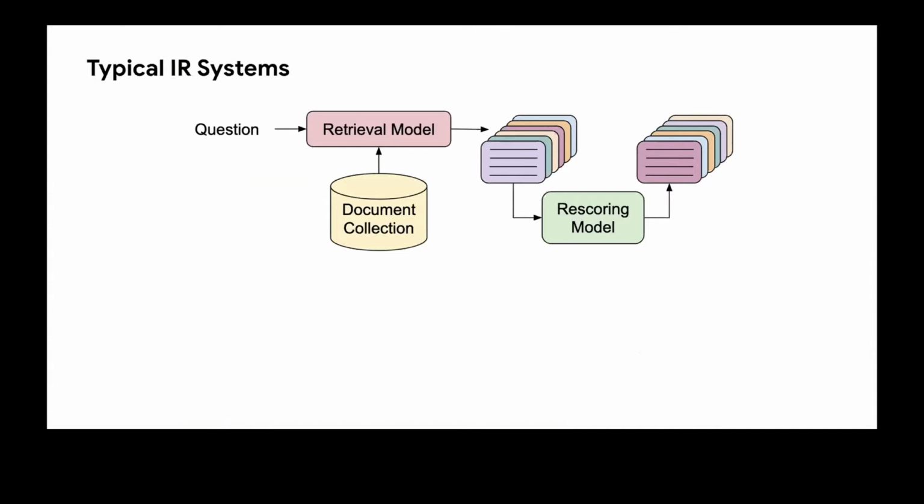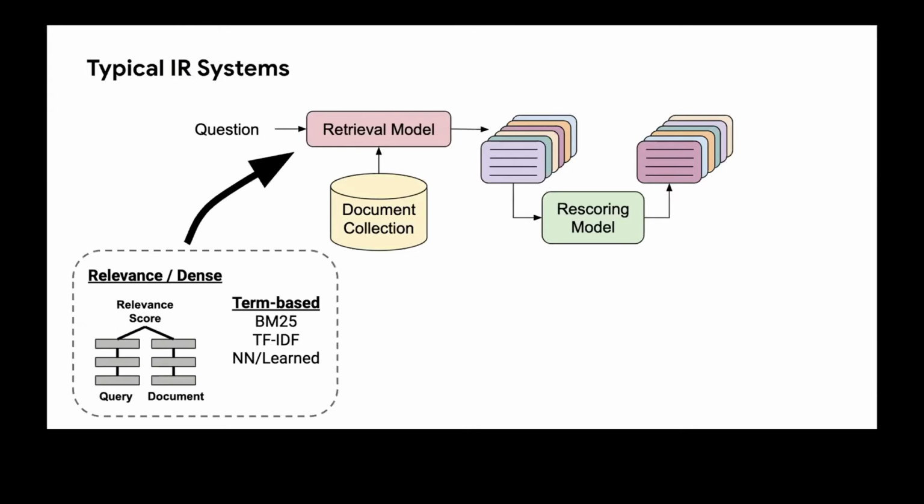And so typically these systems have two components. The first is a retrieval model, or a first stage retrieval model. Here you have a document collection that's been indexed somehow. A question goes in, the retrieval model finds the top K relevant documents, and K can be 100, 1,000, whatever. And then there's some rescoring model, and this is a much heavier, much more precise model that takes these documents and resorts them to create the final ranking that the user will see at the end of the day.